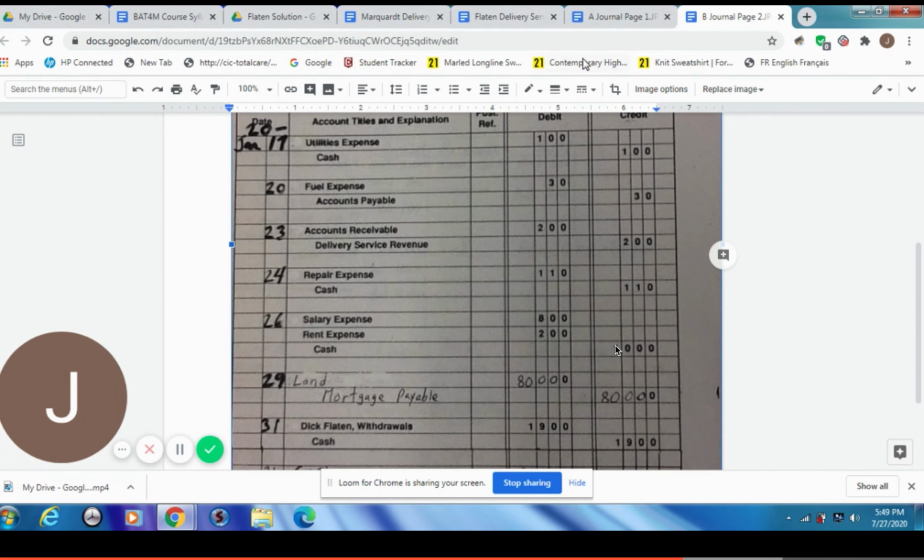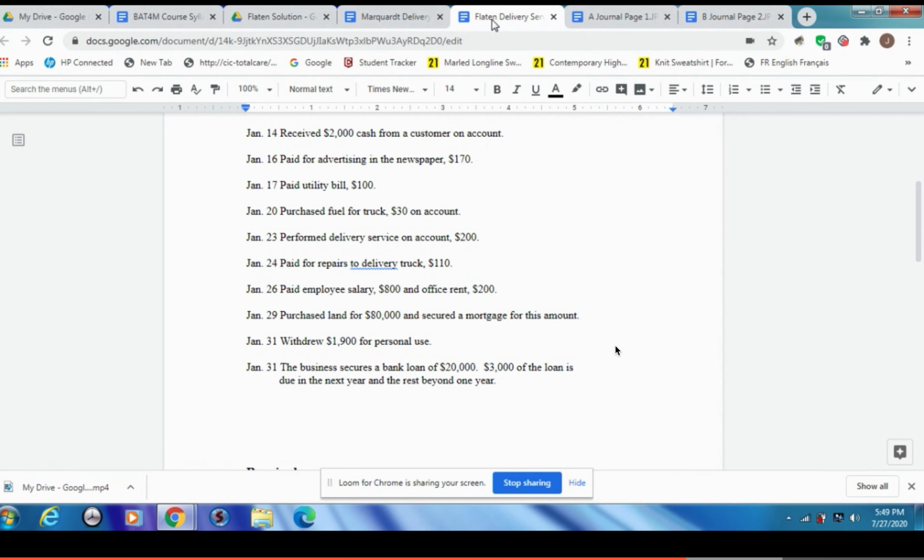All right, let's go back to our transaction sheet once again, and we go to the next one, and here we've got a couple things. It says on the 26th we paid employee salary of $800, and we paid office rent $200. So these are two expenses. They're mentioning them in the same thing here. As long as we debit the accounts separately, we can do this all in one entry. It's going to be salary expense and rent expense, both debited.